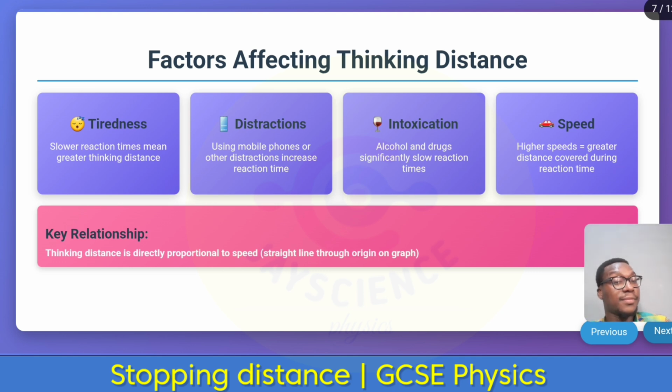Speed is another factor. The faster you're moving, the slower your reaction time. If you're moving on the highway pretty fast, you find it really difficult. Now, maybe not really difficult, but then your reaction time will be pretty slow, and your car would have covered a much larger thinking distance. And like I said earlier, which might be too late. So thinking distance is directly proportional to speed. And we can show that on a straight line graph passing through the origin.